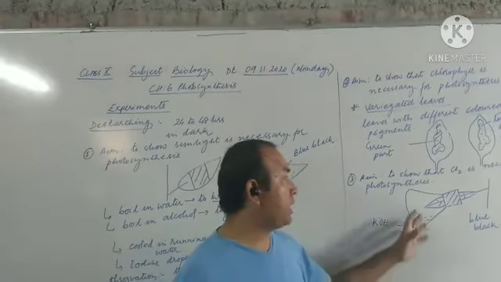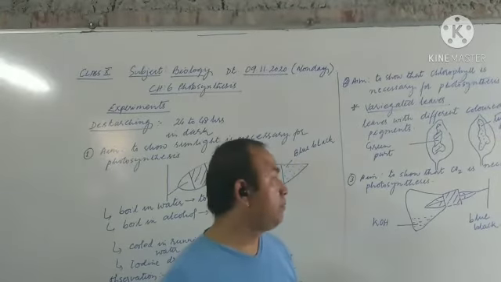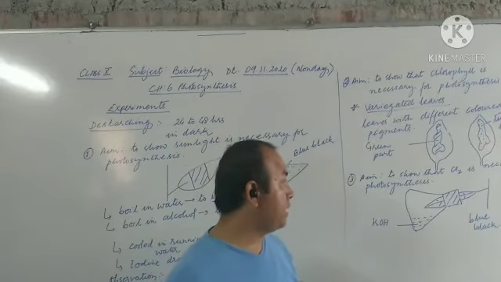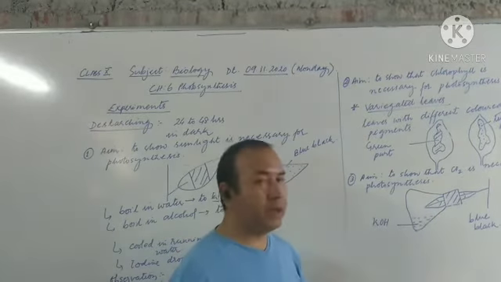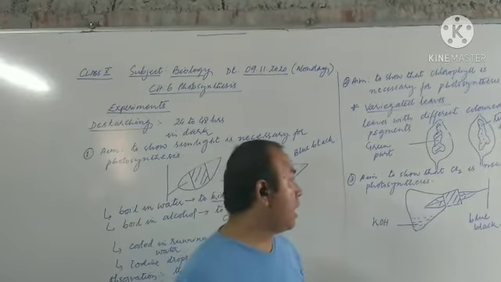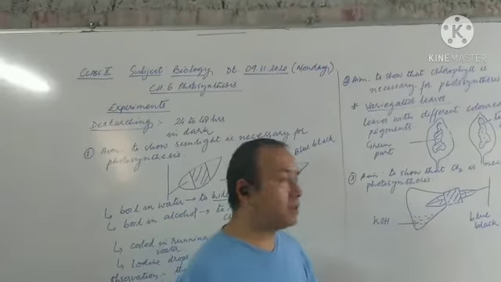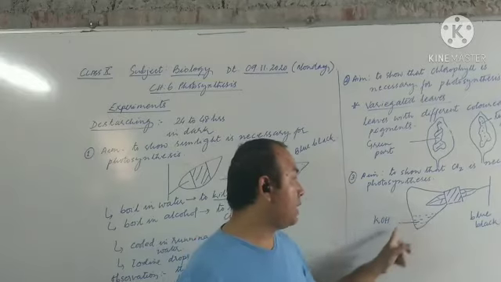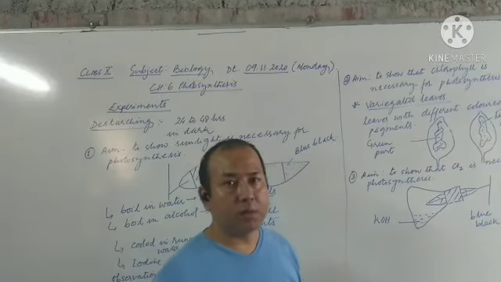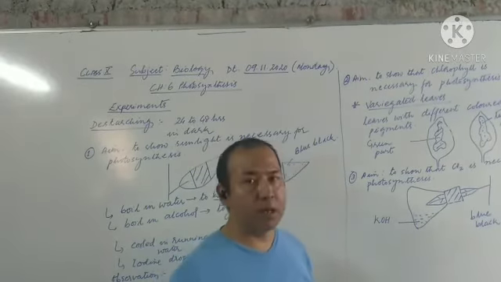As you can see in the figure, this is the experimental arrangement made to show this experiment. What is done here is that one of the leaves is selected. Half portion of the leaf is kept inside a conical flask. Inside the conical flask, some amount of potassium hydroxide is kept.